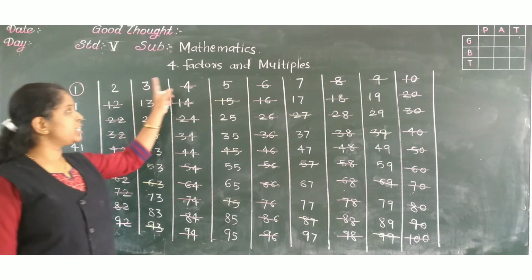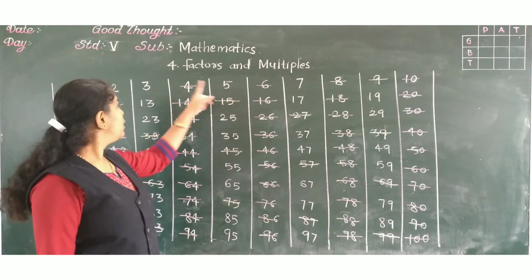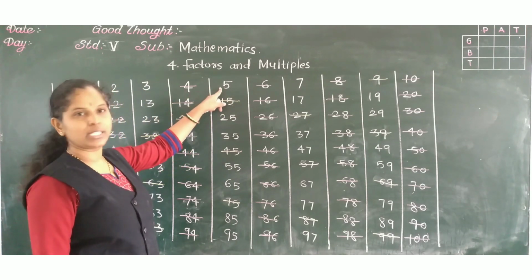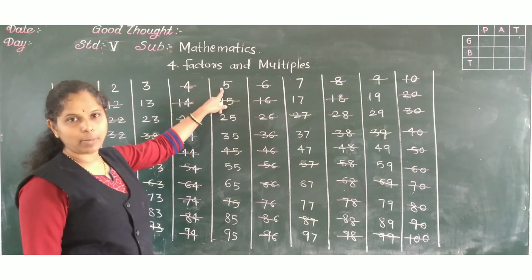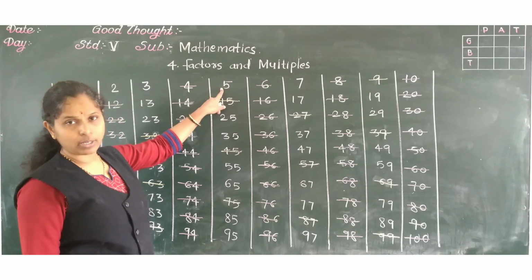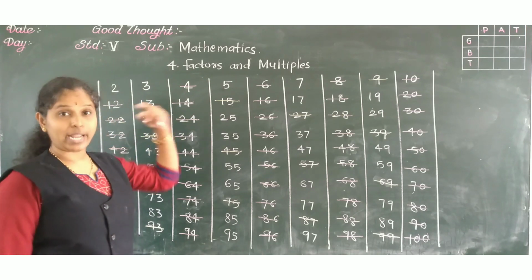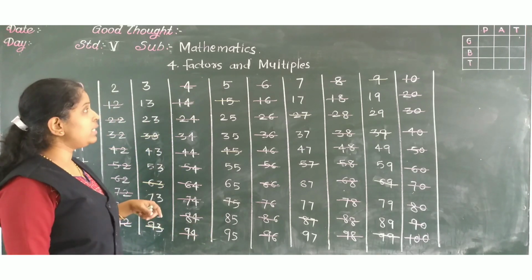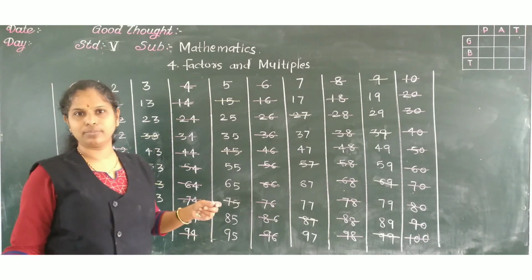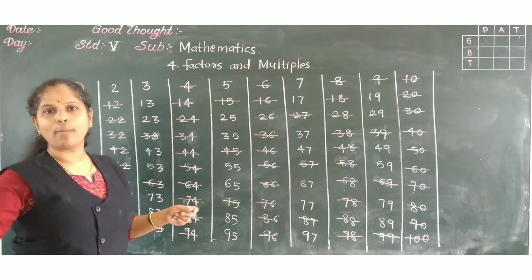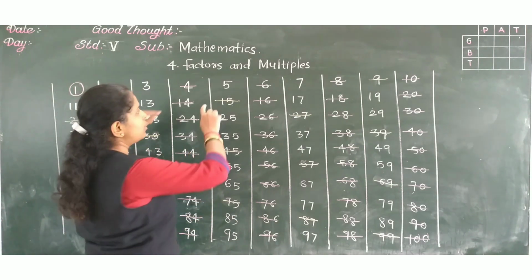Now next is 5. After 3, see which number is there? 5. So 5 is also a prime number because it doesn't come in any other table. Got it? Now the next step is to cross out the multiples of 5, which means you will have to go by steps of 5 here.